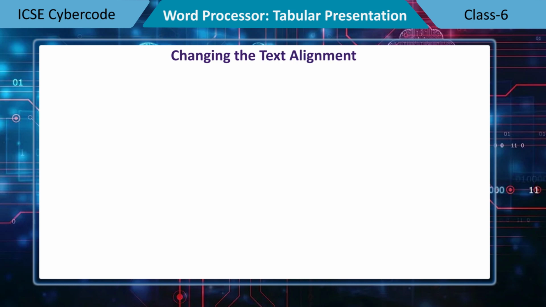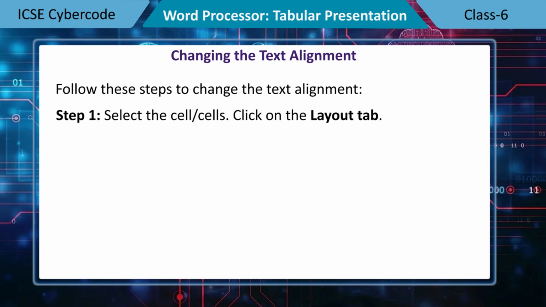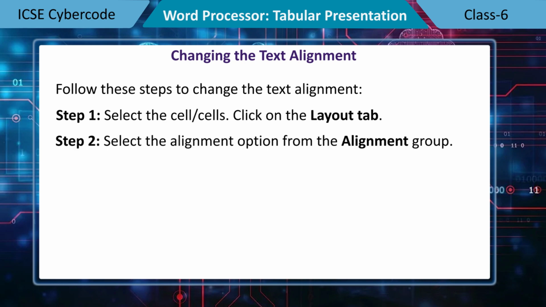Changing the text alignment. Follow these steps to change the text alignment. Step 1. Select the cells. Click on the Layout tab. Step 2. Select the alignment option from the Alignment group. Select the type of alignment that you want.